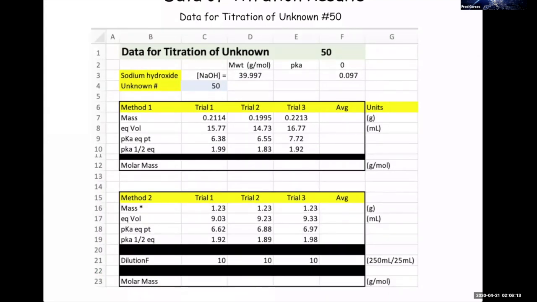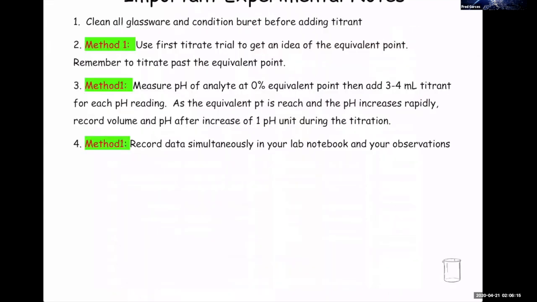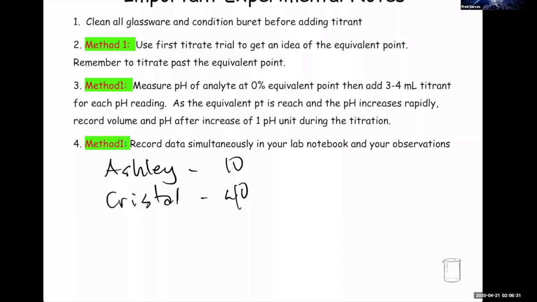So let me just see who's here. Ashley, you are assigned unknown number 10. Crystal, you are assigned unknown number 40. Elijah, you are assigned unknown number 30. Eric, you are assigned unknown number 50.